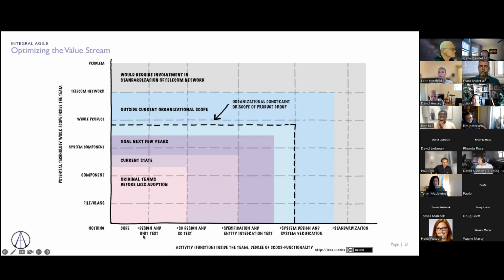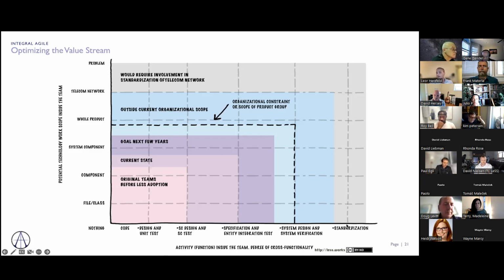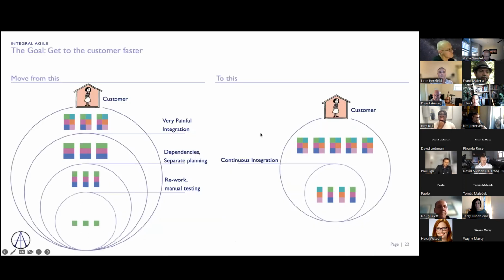If you're doing code without designing and unit testing, then there's a very low confidence about the quality of that code. If you're all the way at standardization, the confidence is extraordinarily high because we know exactly what we're doing and we've figured out how to do it in the most efficient way. That doesn't mean there won't be bugs. There's always going to be bugs, but there's not going to be things that surprise us. Whereas all the way over here on the left, there's nothing but surprises. It's like a horror movie. And what is our goal? Our goal is to get to the customer faster.